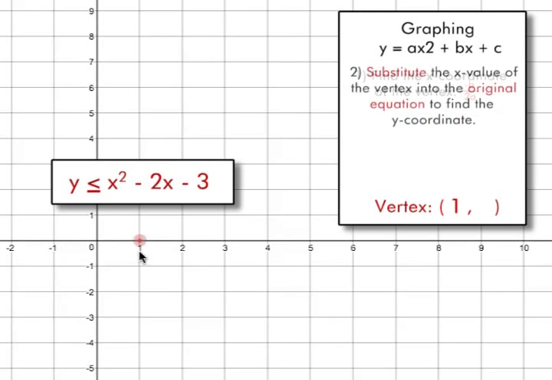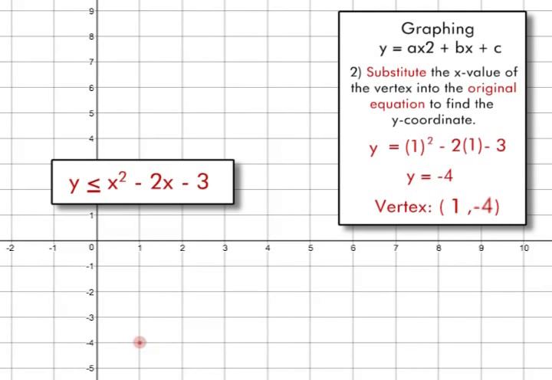Now, in order to find the y-coordinate, I have to substitute that x-coordinate back in. So I replace all the x's in the function with 1. So I would get 1 squared, which is 1, minus 2 times 1, which is minus 2, and then subtract 3. So 1 minus 2 would be negative 1. Negative 1 minus 3 would be negative 4. And so my vertex is at 1, negative 4.